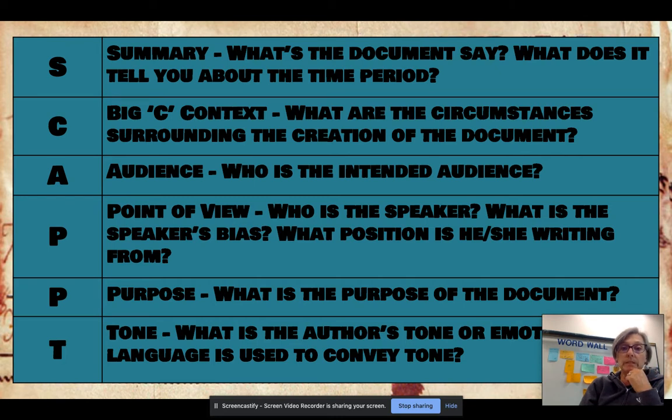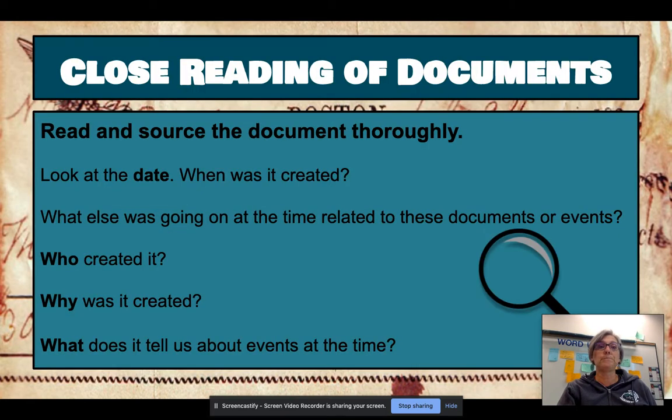The other P is purpose. What is the intent behind the document? What is their purpose? What action does the author want the audience to take? And then tone. What is the emotional tone of the document? Some documents do not have tone, though, but diaries, letters, those sorts of things do. So what language is being used to convey that tone?